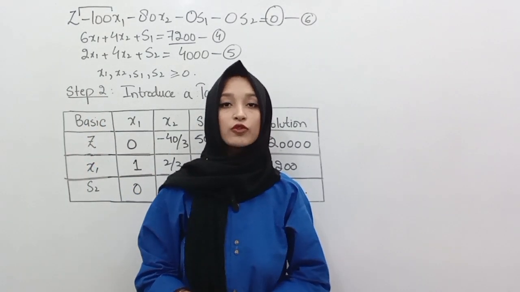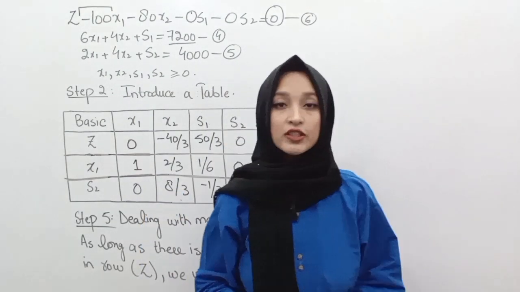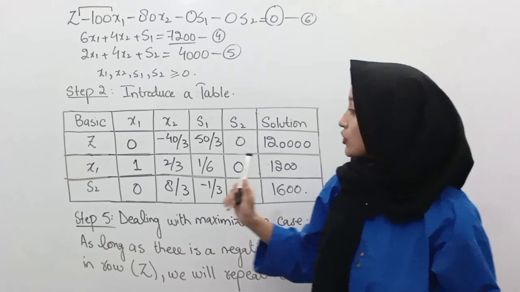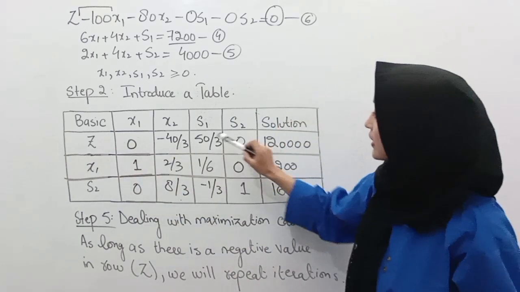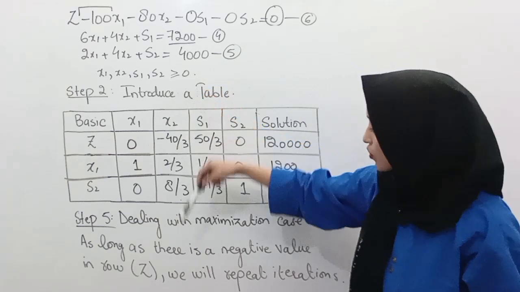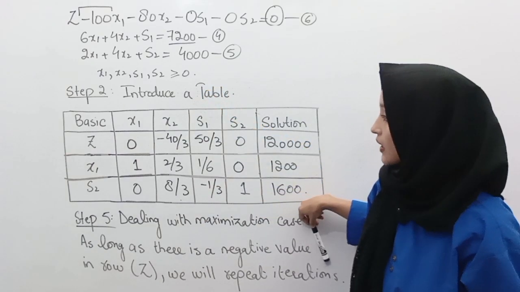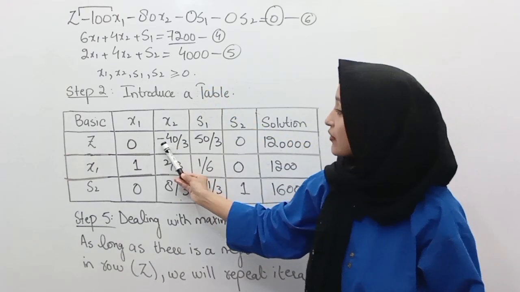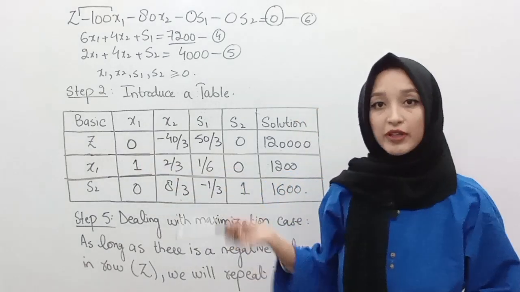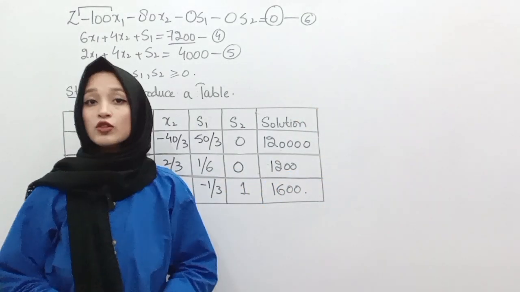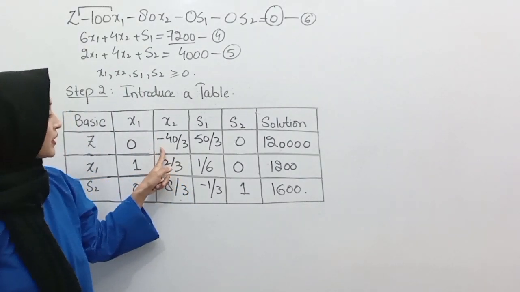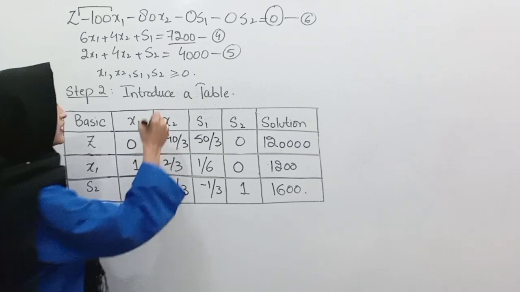Now we have to check for the stopping criteria. Let's discuss the stopping criteria. As we are dealing with the maximization case, as long as we are having a negative value in this row, which is row Z, we will repeat the iterations. As you see, there is one other negative value in the Z row, which is minus 40 by 3. So we have to repeat the same procedure. Now we have to select a reference column and you see there is only one negative value in row Z, so we lock this column.